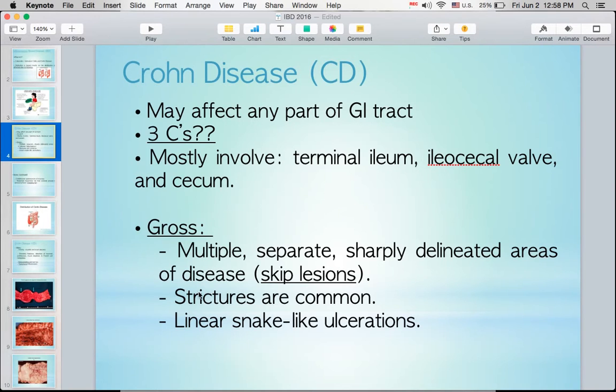Now, what you're going to see grossly, you're going to see skip lesions, and these are multiple, separate, sharply delineated areas of the disease. Strictures are going to be common as well as linear snake-like ulcerations. Linear snake-like ulcerations are basically just ulcerations that have the form of a snake, and they're linear, obviously.